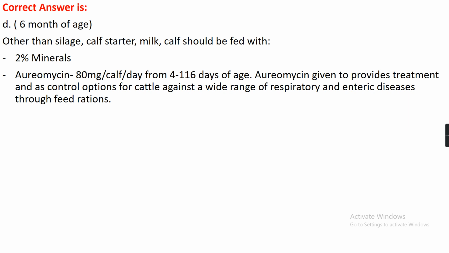Okay, other than silage and calf starter milk, the calf should be fed with 2% minerals, and also Aureomycin. Aureomycin is an antibacterial drug, which is given as a control option for cattle against a wide range of respiratory and enteric diseases which may occur while feeding the feed ration. Aureomycin should be given 80 mg per calf per day from when the calf is 4 days old up to when the calf becomes 116 days old.